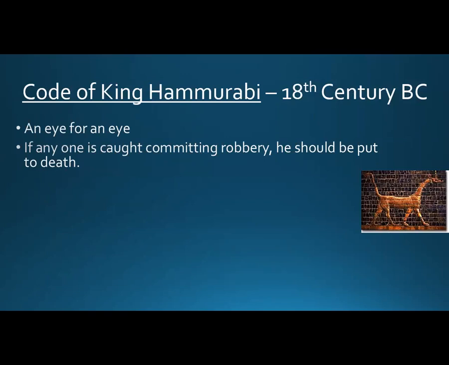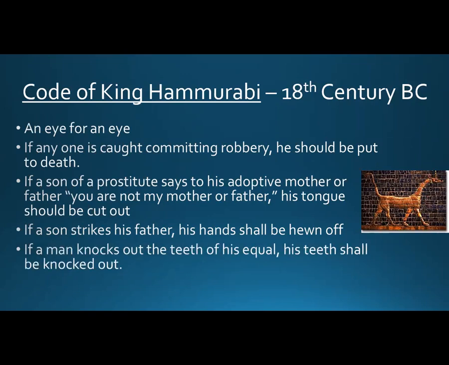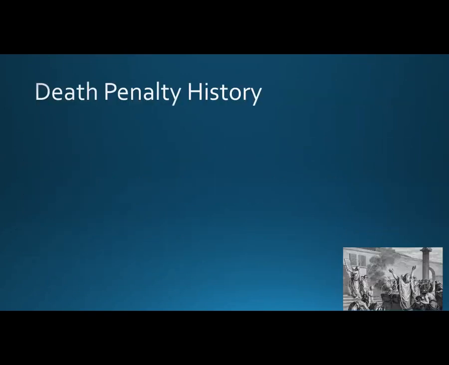Examples: if one was caught committing robbery, put to death. Son of a prostitute says to adopted mother, father, you're not my mother, father. His tongue would be cut out. Son strikes his father, his hand would be hewn off, which meant cut off. Man knocks out the teeth of his equal, his teeth shall be knocked out.